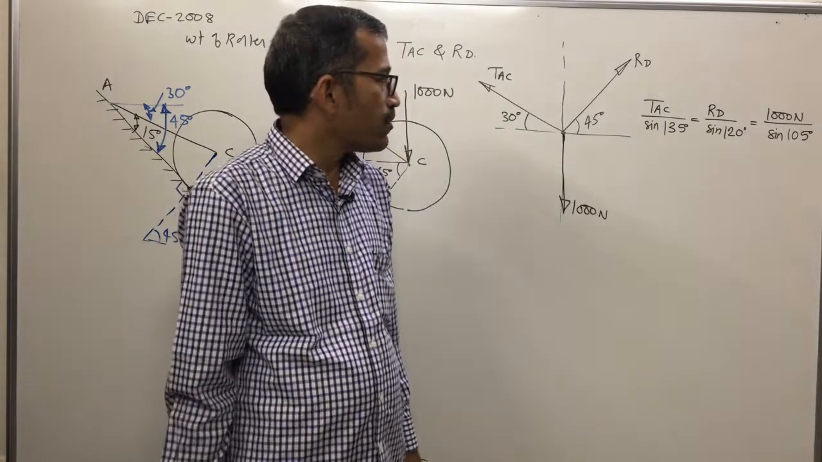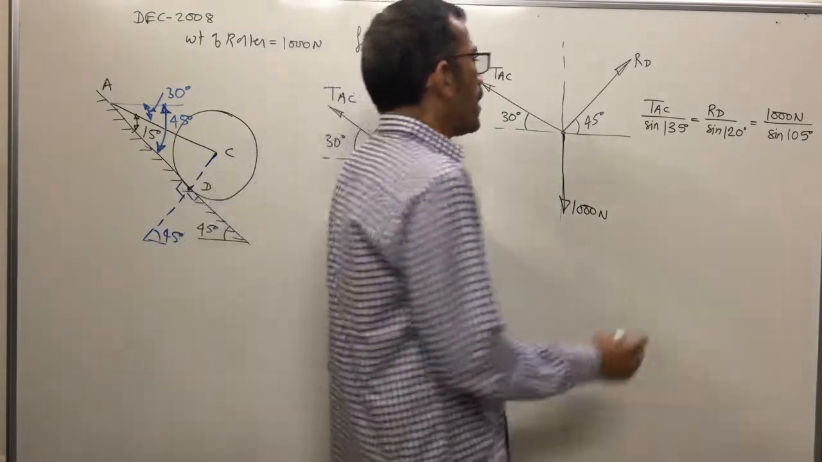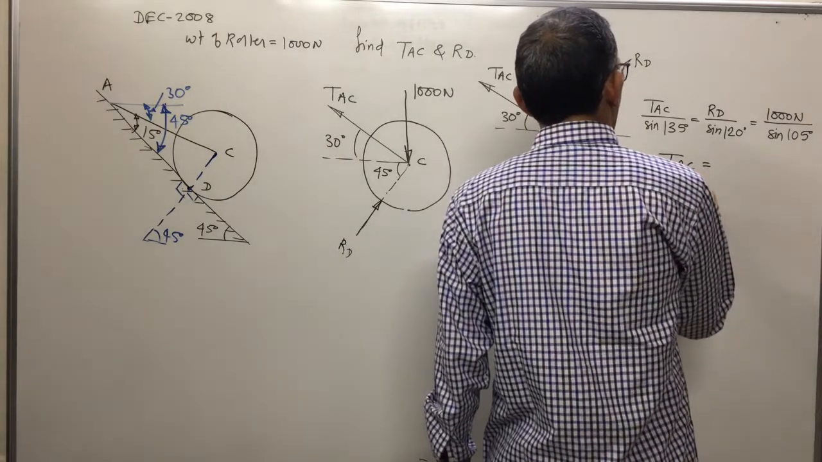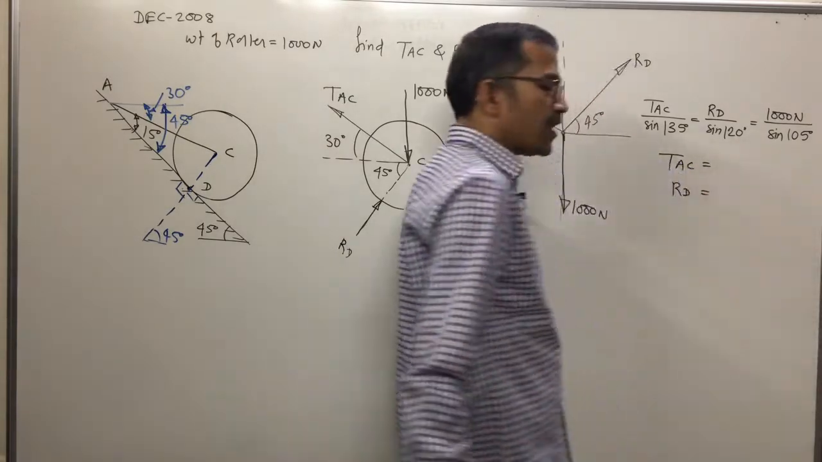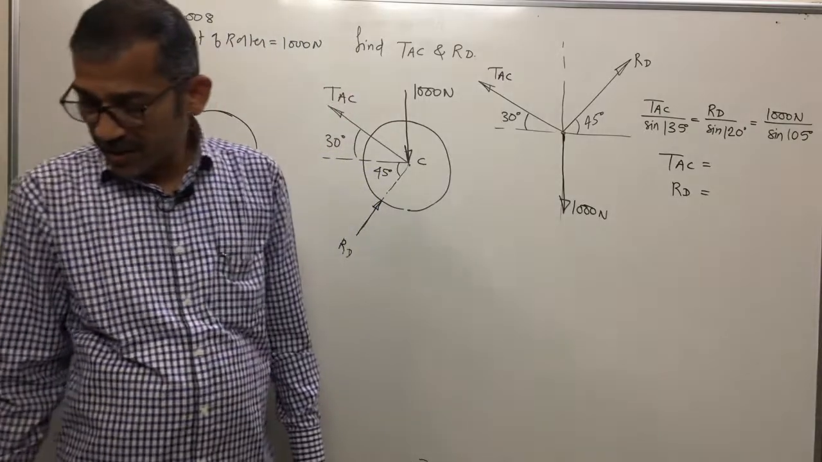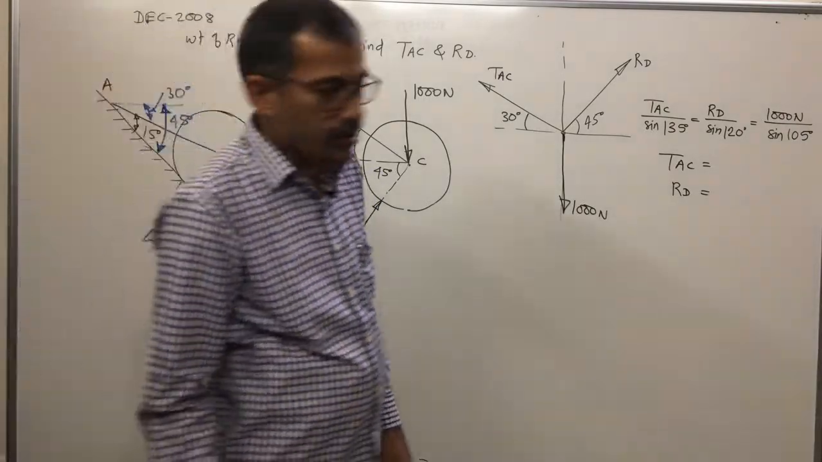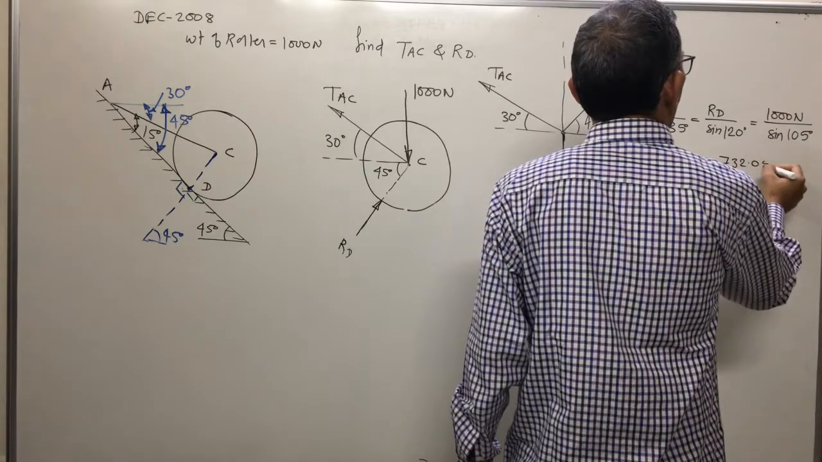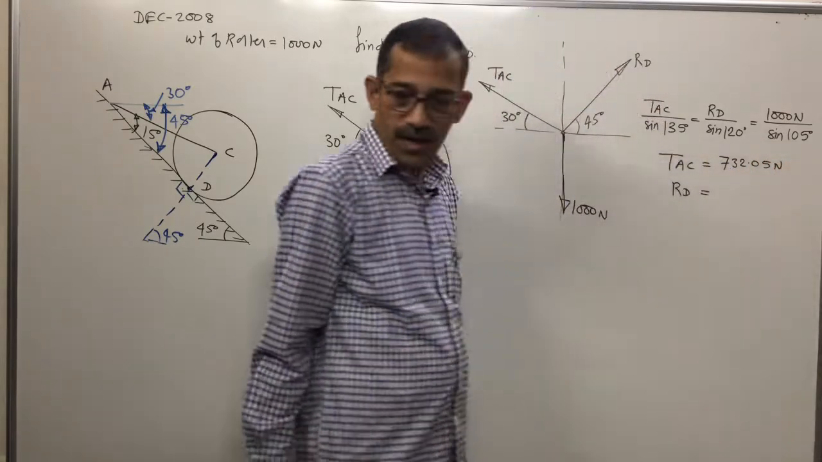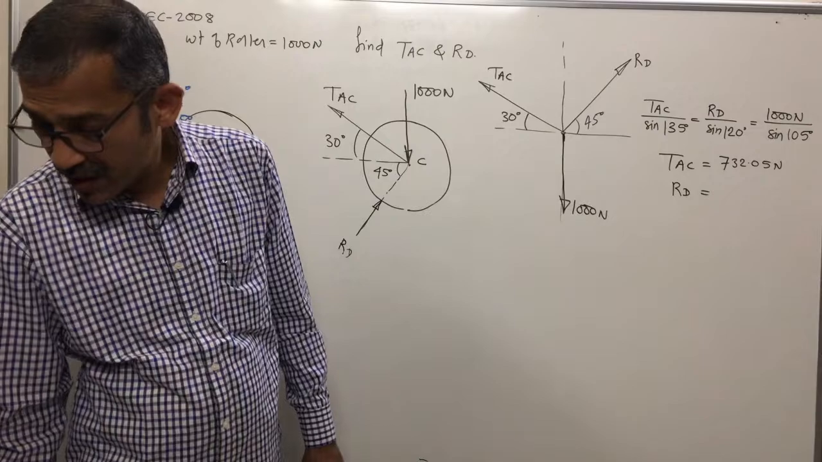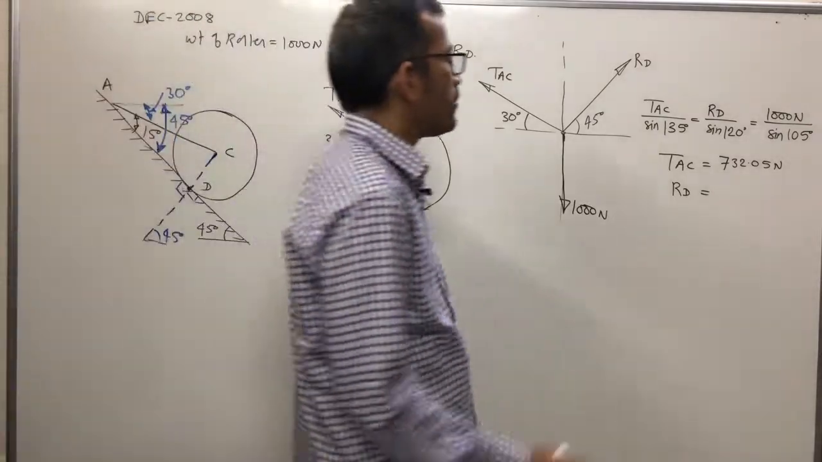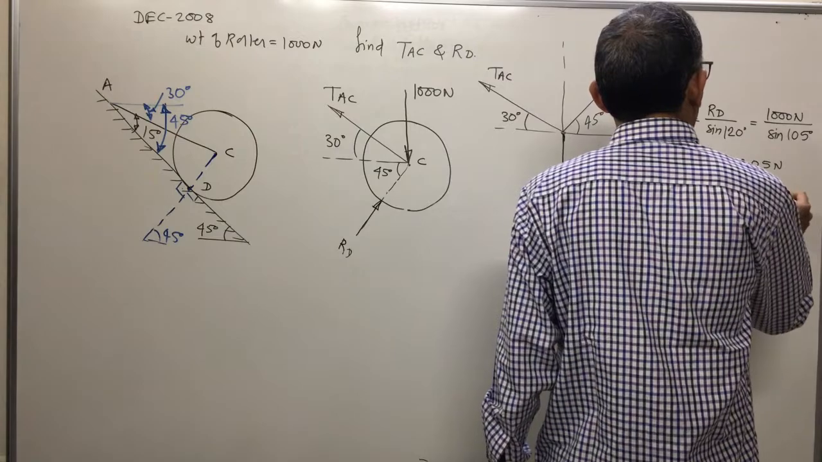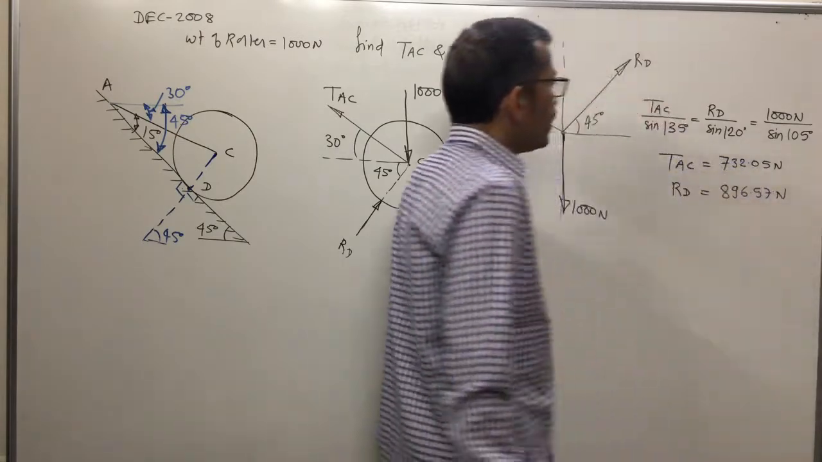Yes. Chalo, calculate fast TAC and RD. If we find out, we will get TAC here and RD here. Easy, not a difficult problem. TAC comes out to be 732.05 Newton and RD comes out to be 896.57 Newton. Clear?